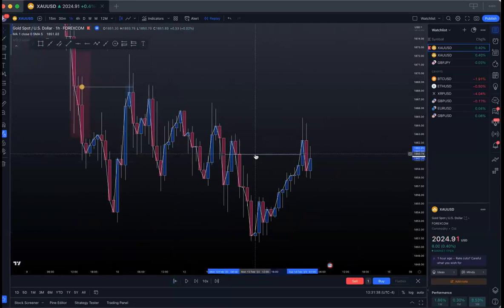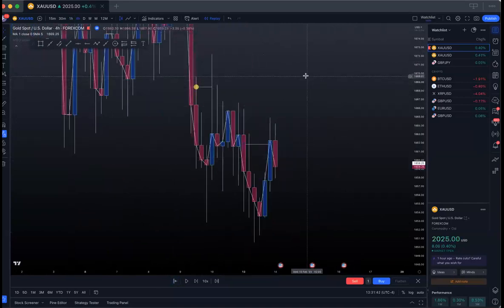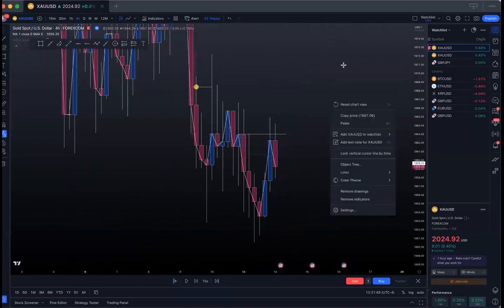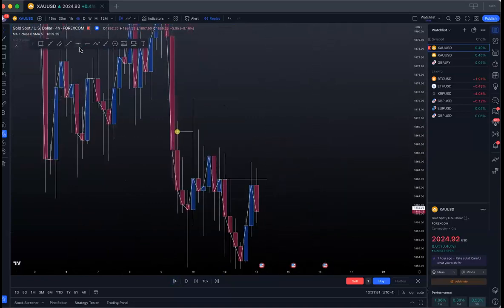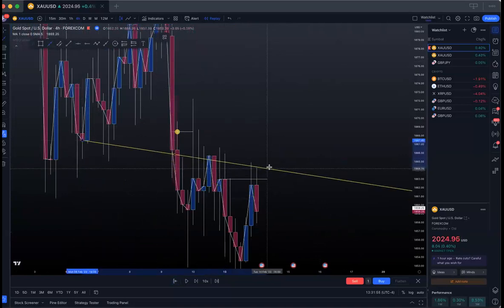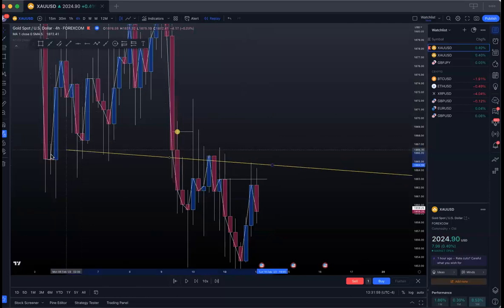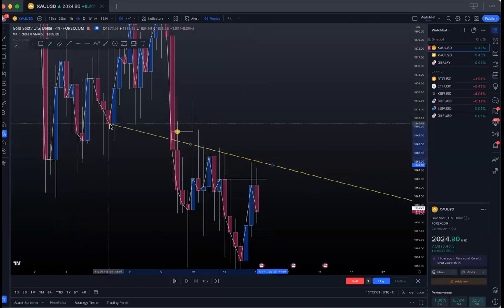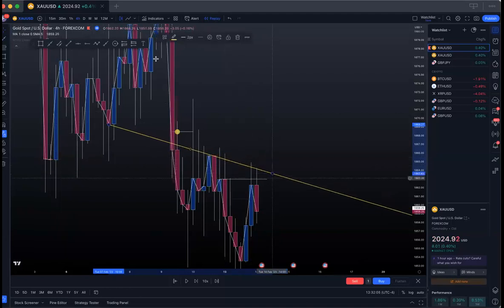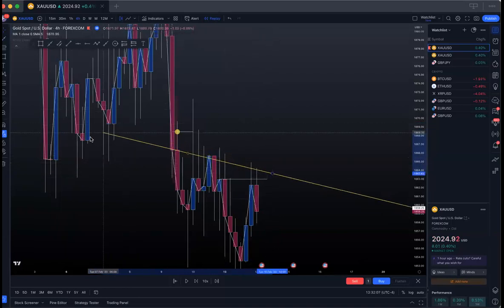But if we do look at H4, let's see. Yeah, it's this SNR level right here. It's what should have been prioritized, and the trend line is right here, I believe. Something like that. I mean, you could have used the other one, but this is more clear, this is more sharper.